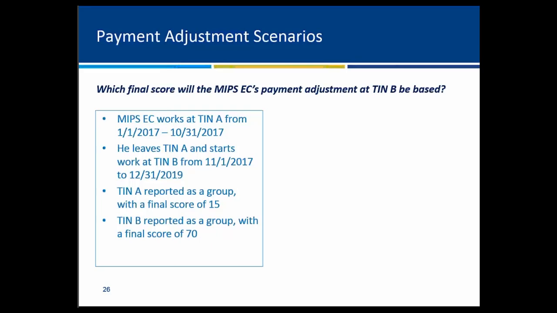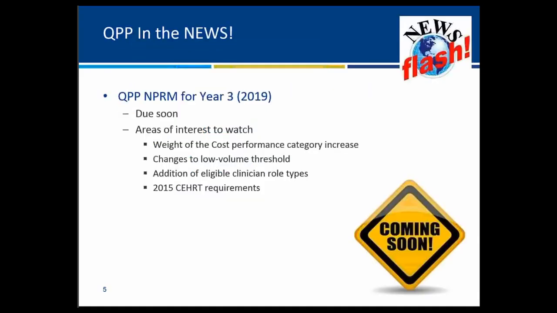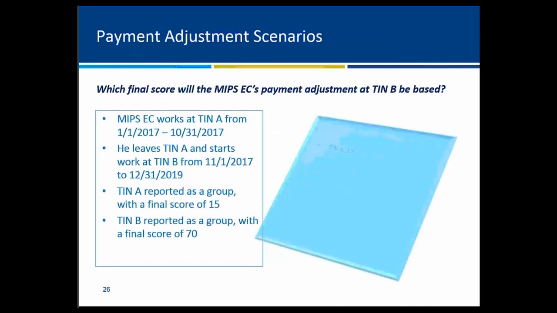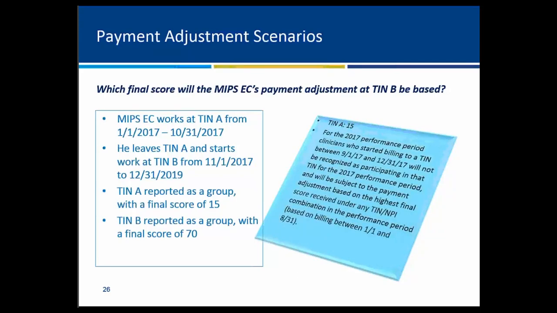We'll give you a minute to think about that one. And did everybody answer? TIN A, 15. For the 2017 performance period, clinicians who started billing to a TIN between 9/1/17 and 12/31 will not be recognized as participating in a TIN for the 2017 performance period and will be subject to the payment adjustment based on the highest final score received under the TIN/NPI combination in the performance period. And that's based on billing between 1/1 and 8/31. So that's rule 5. Okay, very good.